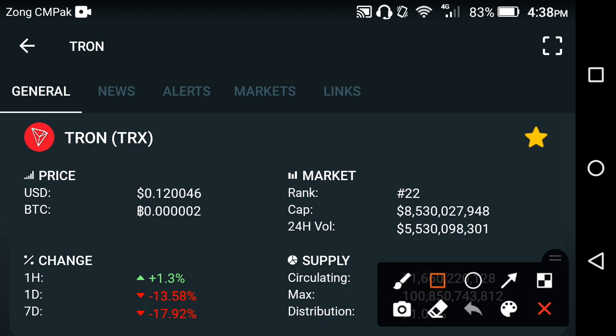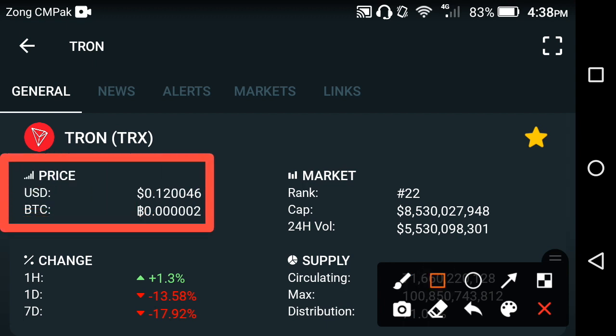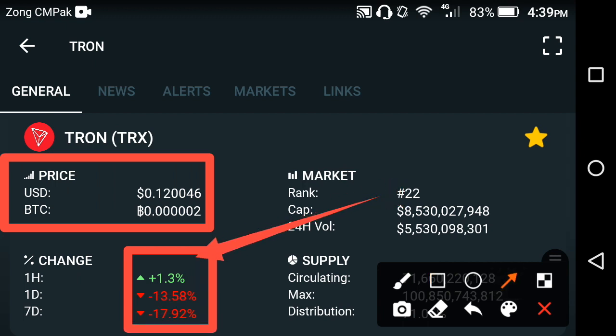First of all, we talk about the current price of the TRX. 0.120046 USD is the current price of the TRX. On the other hand, if we look at the price change in the TRX, as you can see, the last 1 hour price change is positive, except after the last 1 hour the whole change in the TRX is negative.